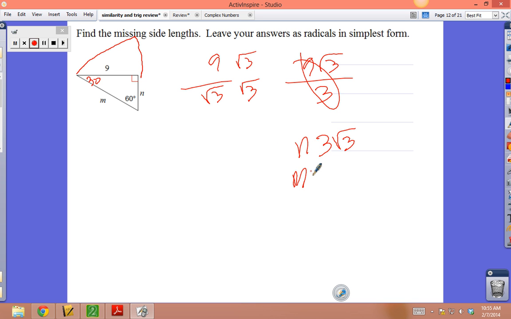And to find m, I'm going to double that. So I'm going to times it by 2. And that means m's got to be 6 square roots of 3.